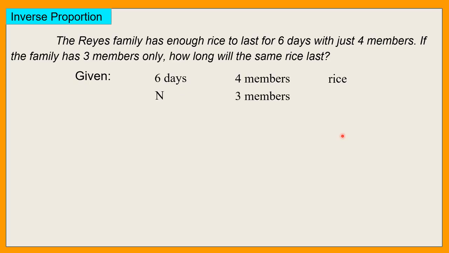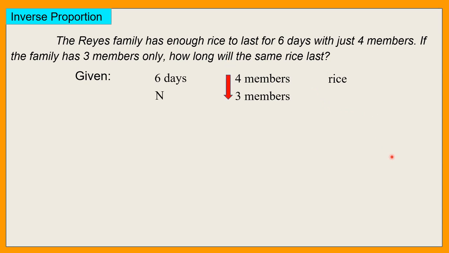Kasi hindi natin alam. 3 members pero the same rice ang pinag-usapan. So, ang hindi nagbabago dito is the rice. Yun yung ibig sabihin ko kanina na if it's an inverse proportion, merong pangatlong factor na hindi nagbabago. At hindi nagbabago dito ay yung rice.